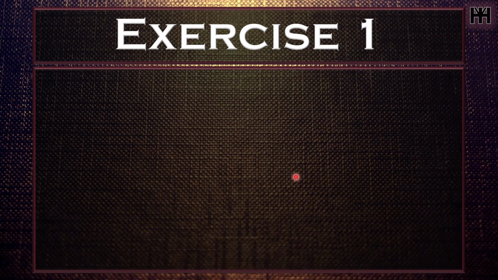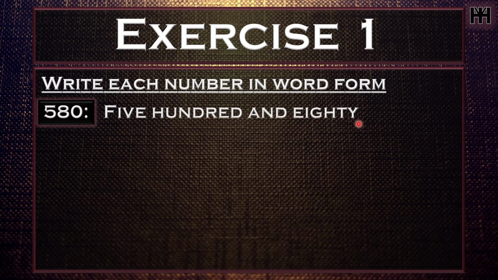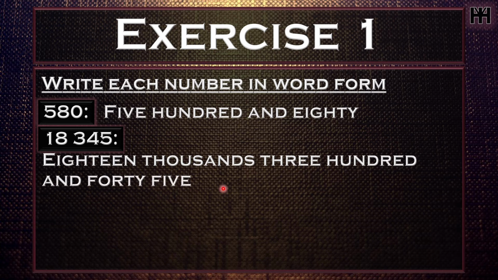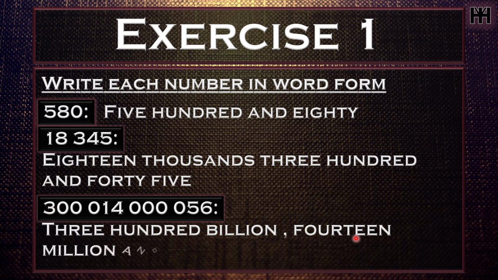Exercise 1. Write each number in word form. Now we have 580, so we'll write 580. Then 18,345. Now it's larger. It's a larger number. Here it's 300 billions, 14 million, and 56.